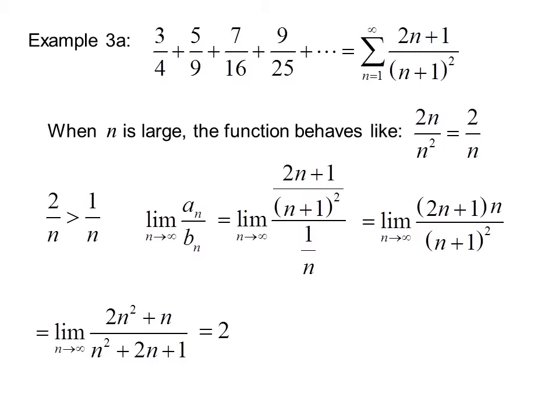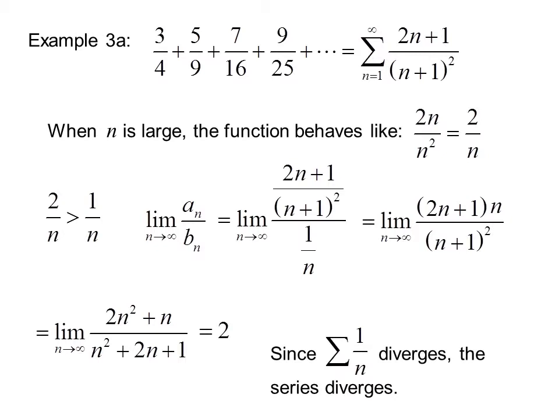We could do this in several steps with L'Hopital's rule, or we could do this just in one step by using the dominant terms, 2n squared and n squared. Since the summation of 1 over n diverges, because it is a harmonic series, the series diverges.